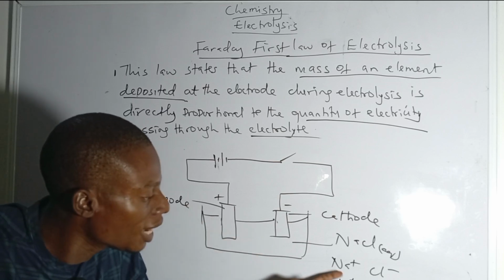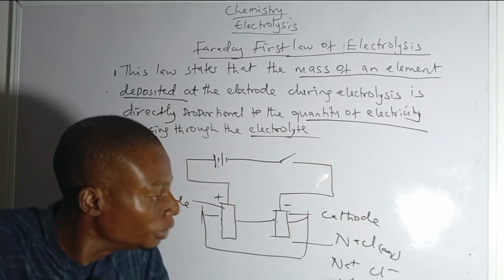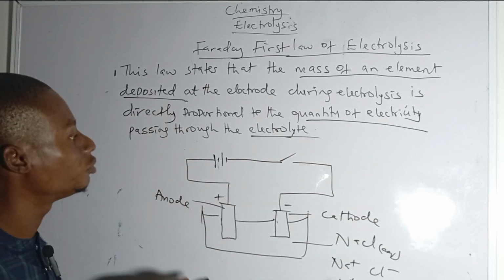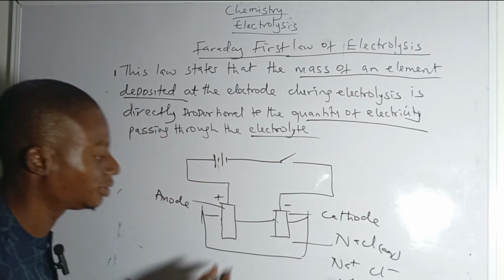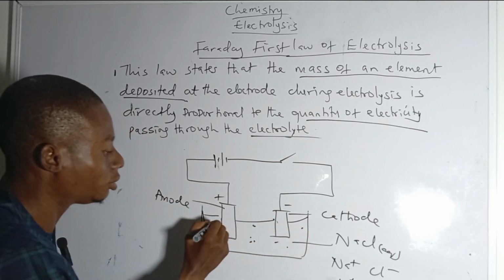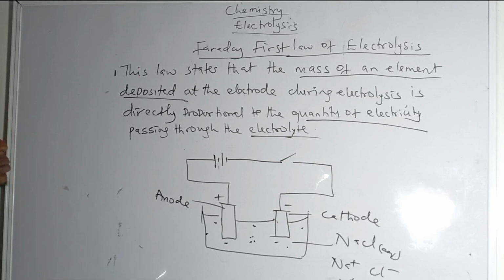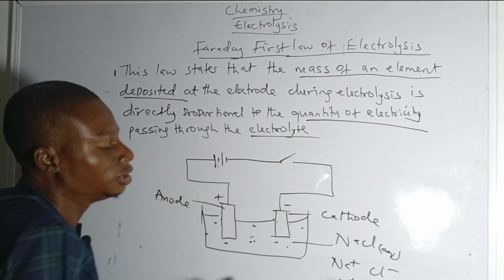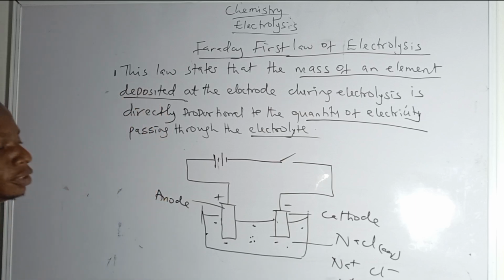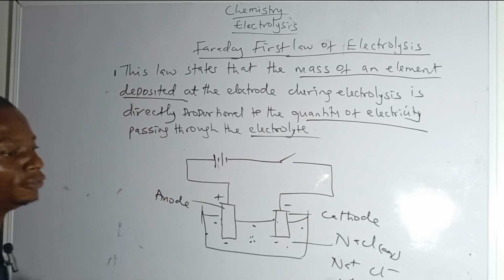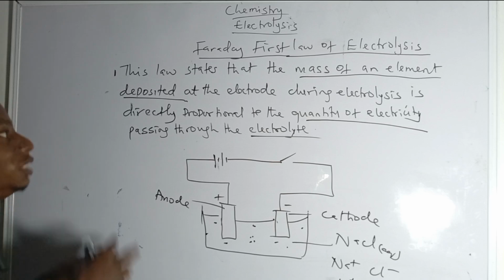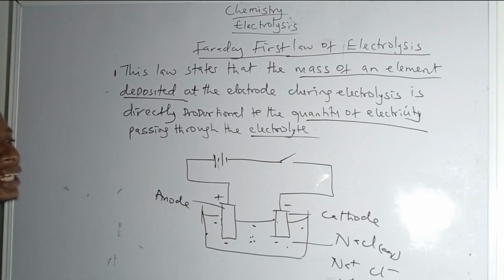So what this is telling us is that the amount of Na that will be produced will be determined by the quantity of electricity passing through these electrolytes. So the more the electricity, the more amount of the element will be deposited at various electrodes. So that's what this law is telling us.